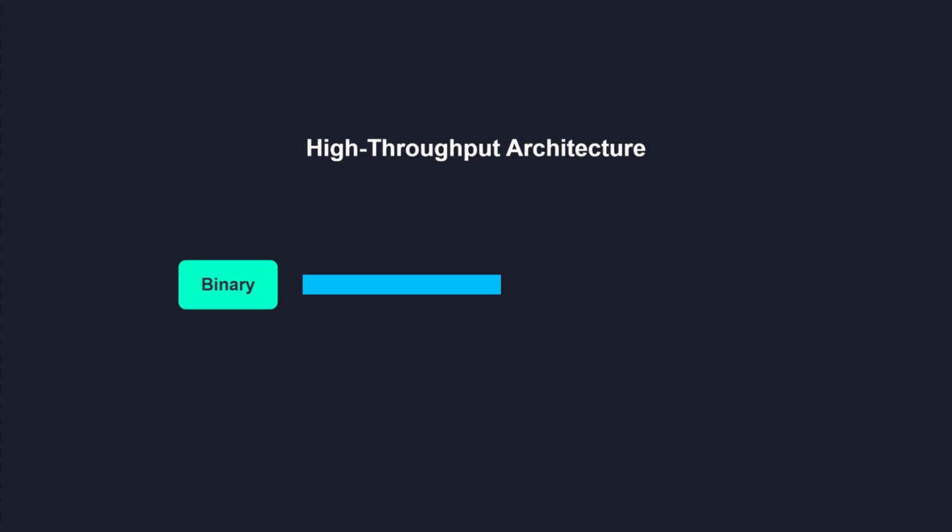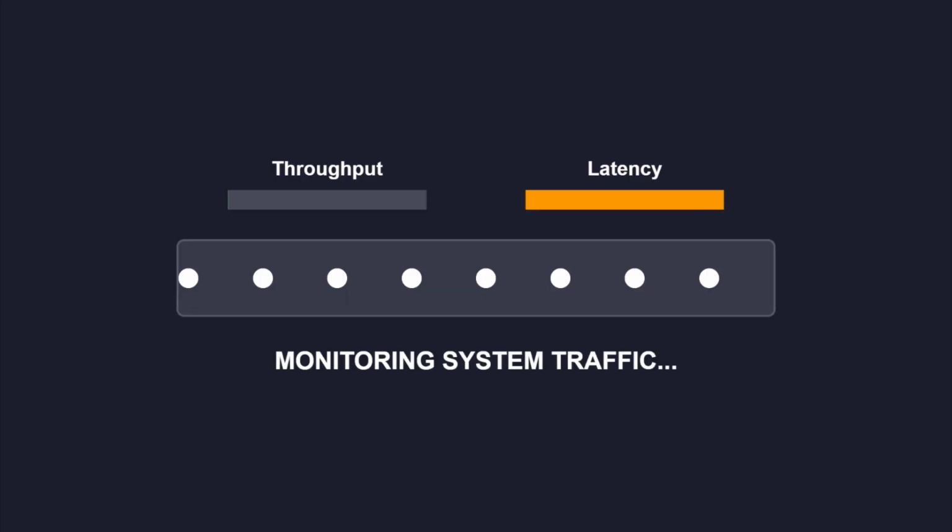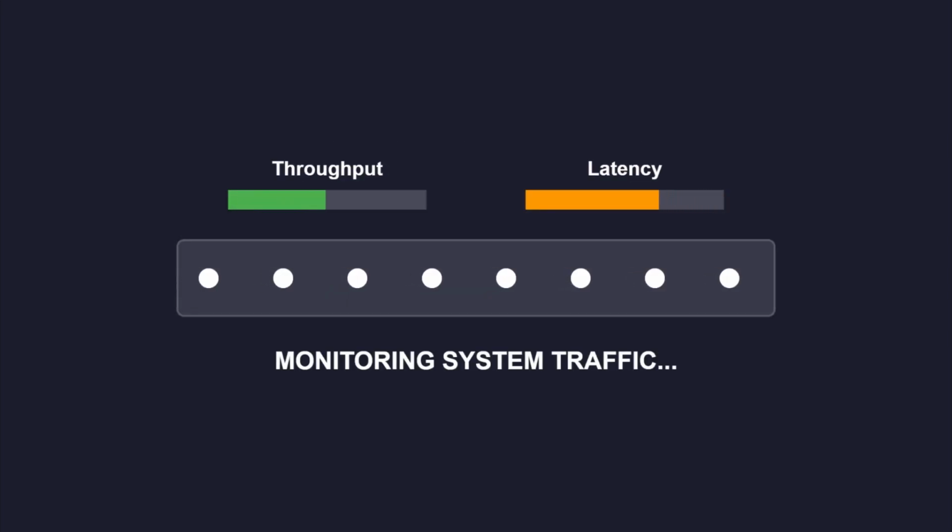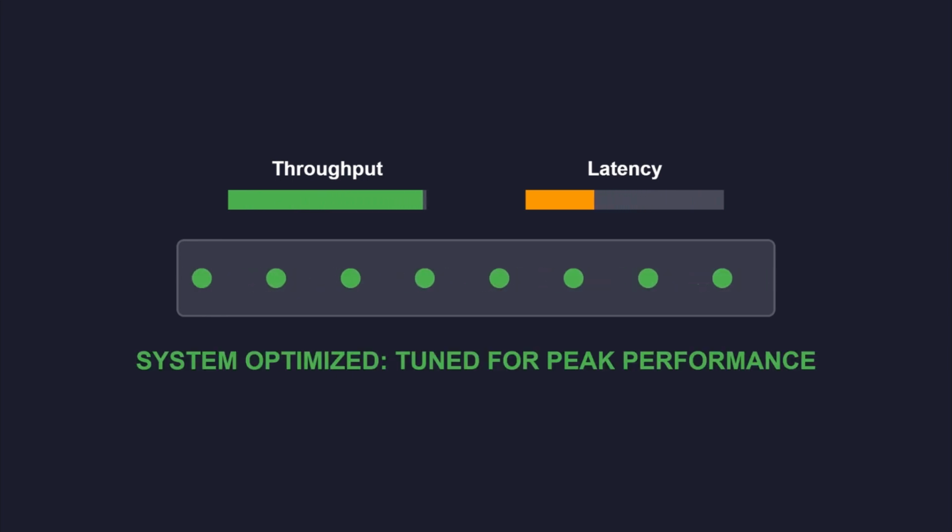Designing for high throughput from the start involves selecting binary formats and optimized transport layers that can grow with your system load, without requiring a complete rewrite of the communication layer. Continuous monitoring of throughput and latency in production allows for iterative tuning of buffer sizes and connection limits to ensure the system remains at peak performance as traffic patterns evolve.